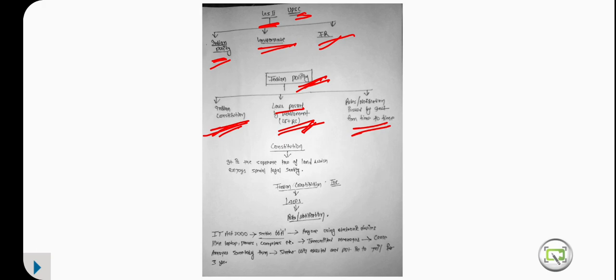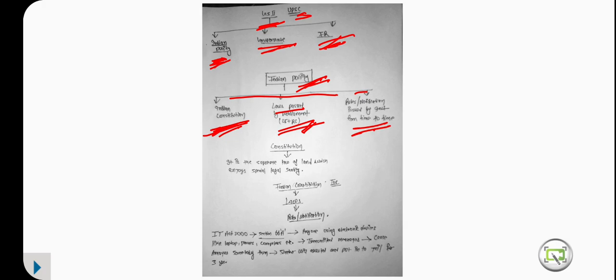So, understood what we have to study. First is GS Paper 2, which we classify into three categories: Indian polity, governance and IR, that is international relations. Under Indian polity we have to study three things: the Indian constitution, laws passed by the parliament, and notifications issued by the government from time to time. So at first we have to understand what we mean by constitution.